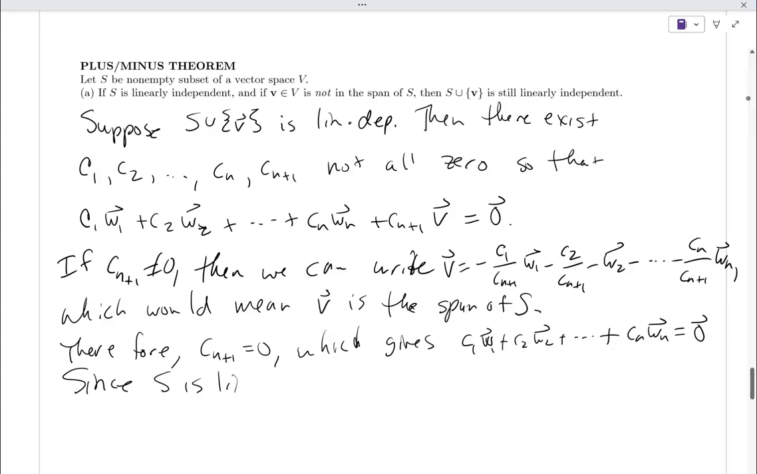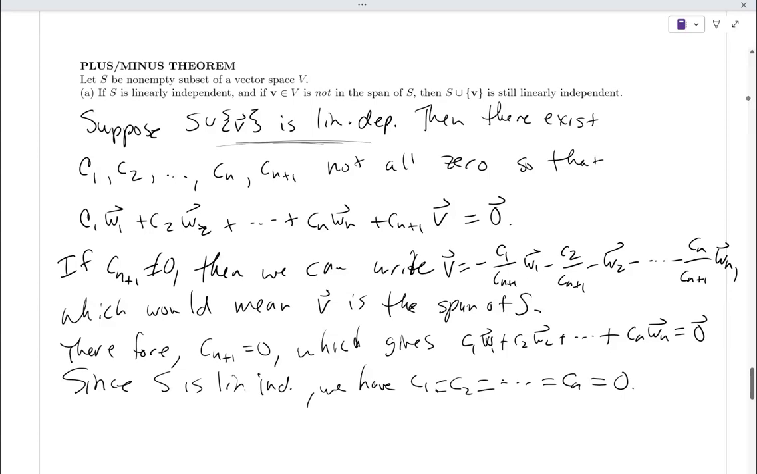Since S is linearly independent, we now have C1 equals C2 equals Cn equals 0. So what about our assumption up here? Is that set linearly dependent? No. Right? So that tells us that our supposition up there is false. In fact, I didn't even need to make it. We actually really proved this directly.